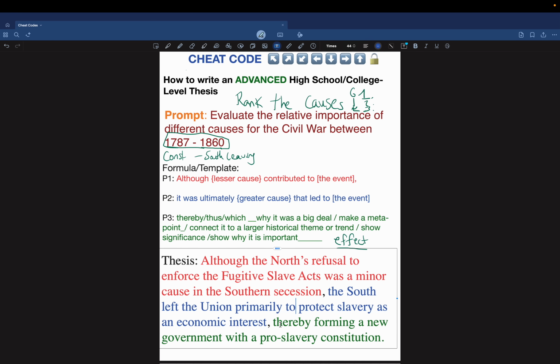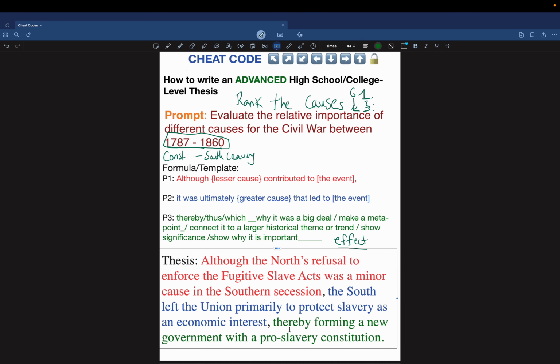And that is going to show why it's important. I'm quite frankly just stating the effect. You know, they left the Union to create their own government with a pro-slavery constitution. That was a cause, and it was also the effect. So the two match up.